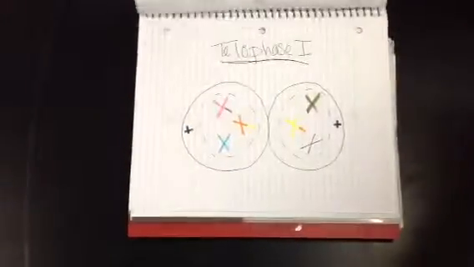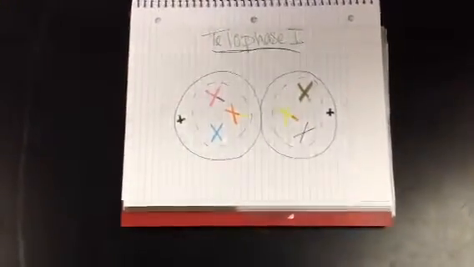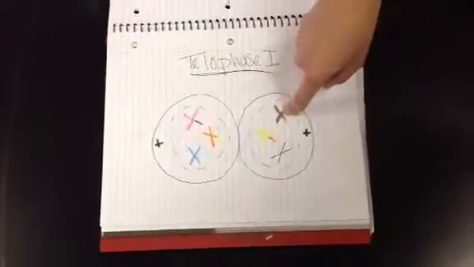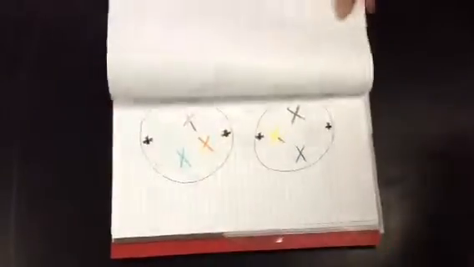And then anaphase 1 is when homologous pairs separate onto either side of the cell, and they're pulled apart by spindle fibers. And then telophase 1 is when each cell has the identical chromatids, and they divide into two, otherwise known as cytokinesis.